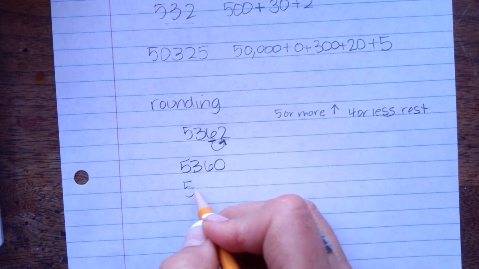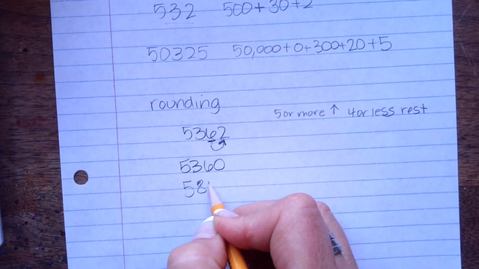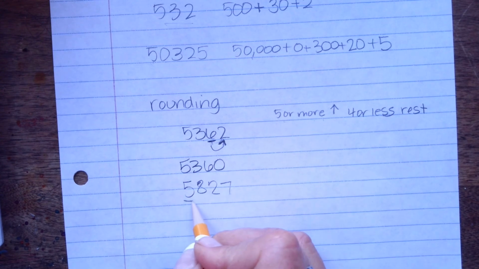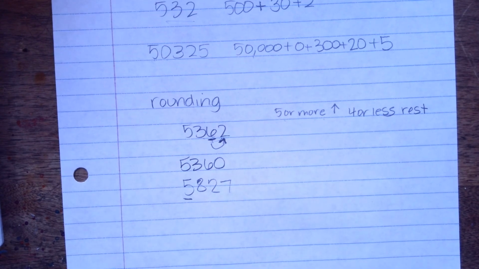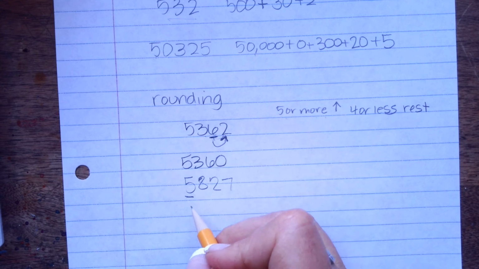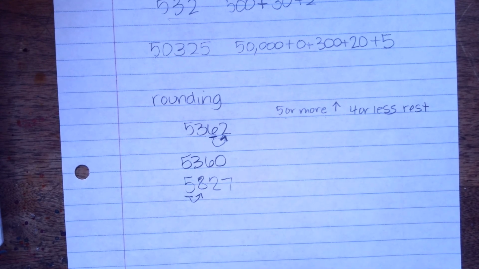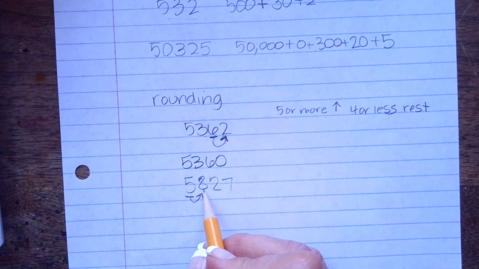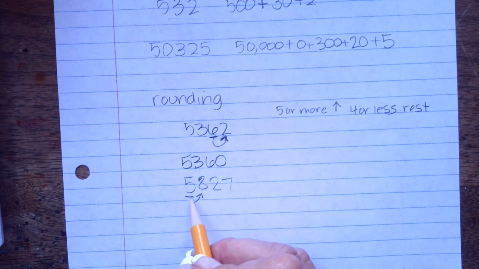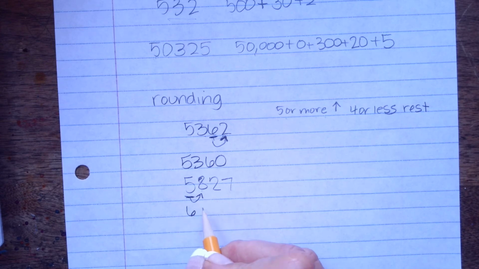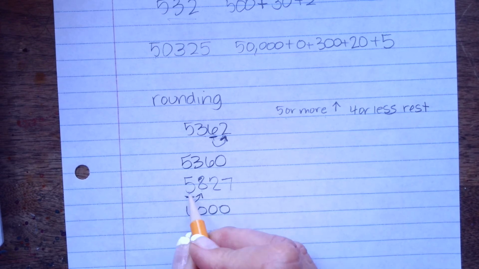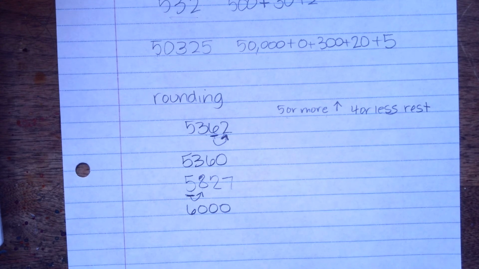Let's do another one. 5,827. So if I'm rounding to the thousands, I'm going to underline the thousands digit, and then I'm going to go to the right and I'm going to say 5 or more, let it soar. 4 or less, let it rest. And this is 5 or more, so the underlined digit soars up to one number above where it is now, to 6,000.